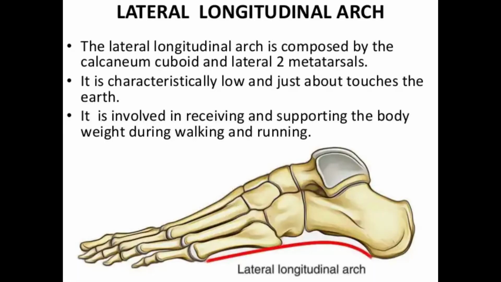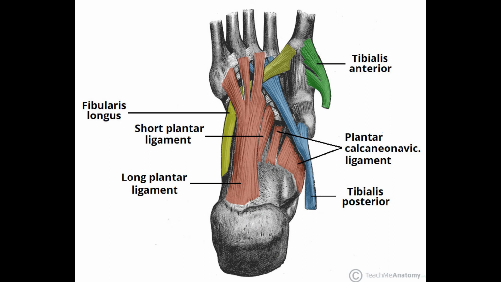Now for the factors maintaining the lateral arch, first is the shape of the bones. So the calcaneal angle of the cuboid maintains the upward tilt of the calcaneus, and the cuboid serves as the keystone. For the staples, the long and short plantar ligaments serve as the staples and keep the bones together.